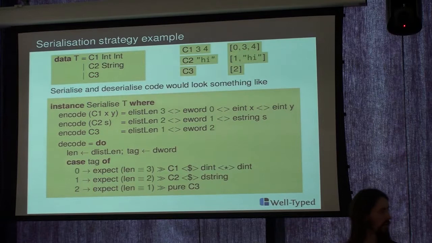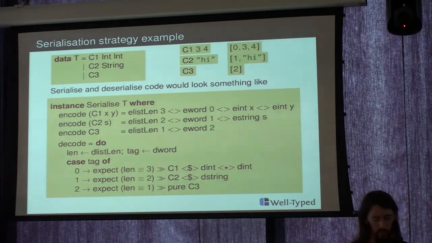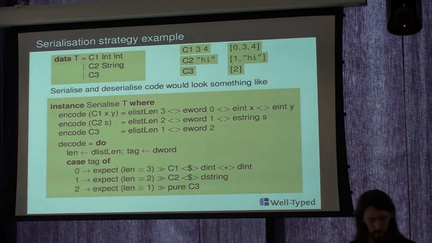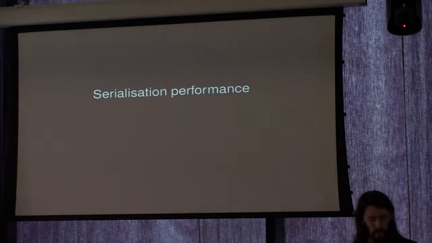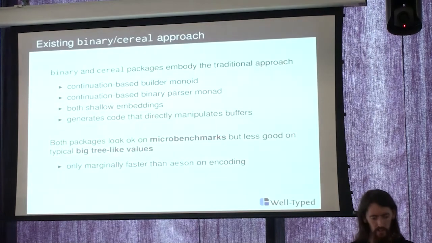It's a monoid for serializing and a monad for deserializing, which is, if you've ever used the binary library, totally standard. That's how the binary serial have a monoid for serializing and a monad for deserializing. Okay, let's look at serializing performance first of all, because it's a bit easier and a bit simpler. Serializing is a lot easier than deserializing.